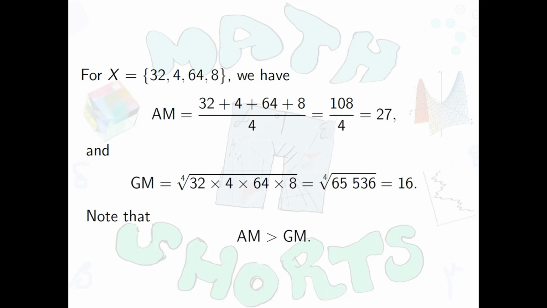So you might start to wonder, is the arithmetic mean always bigger than the geometric mean? Well, let's look at a really simple case. So we'll look at the case of just two numbers.